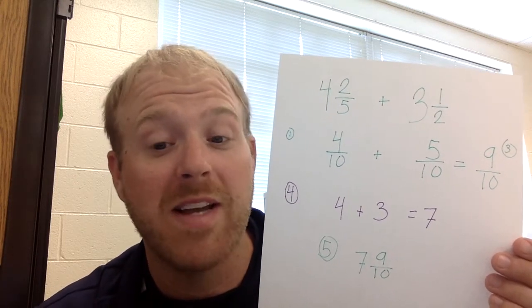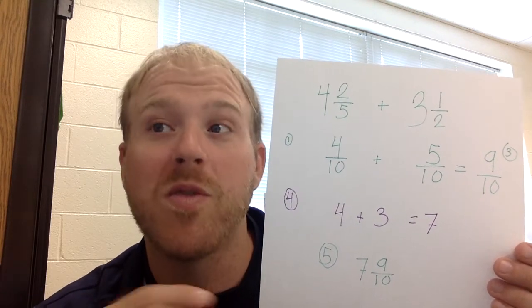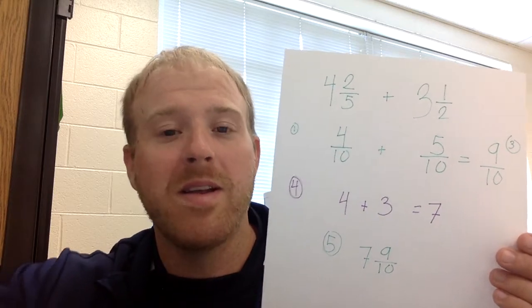Now you gotta double check to make sure you're in simplest terms. And of course 9/10 doesn't simplify, so we're good there. Alright, so that's number 1. So let's look at number 2. Number 2 is a little bit harder. We have 8 7/10 plus 4 3/4.